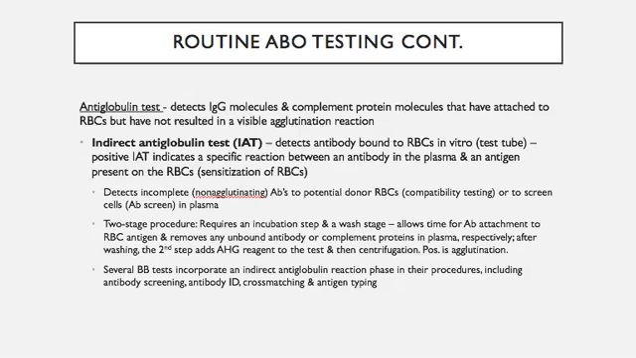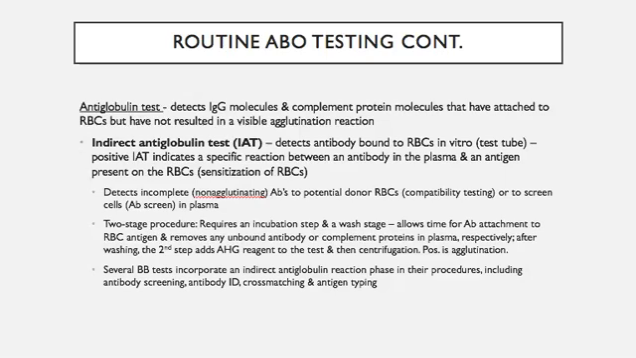A positive IAT indicates a specific reaction between an antibody in the plasma and an antigen present on the red cells. This means that the red cells have been sensitized. It detects incomplete or non-agglutinating antibodies to potential donor red cells. Again, this is called compatibility testing, or the cross match, or it can also be done to screen cells, your antibody screen, in plasma.